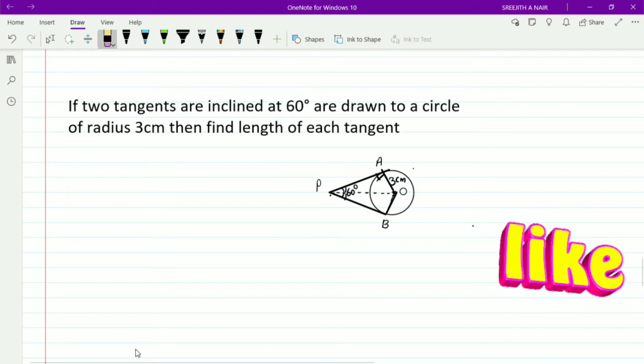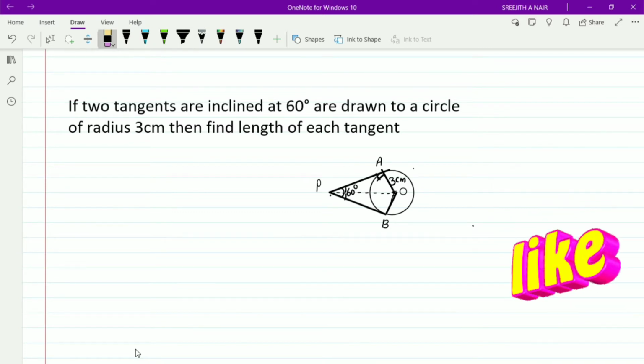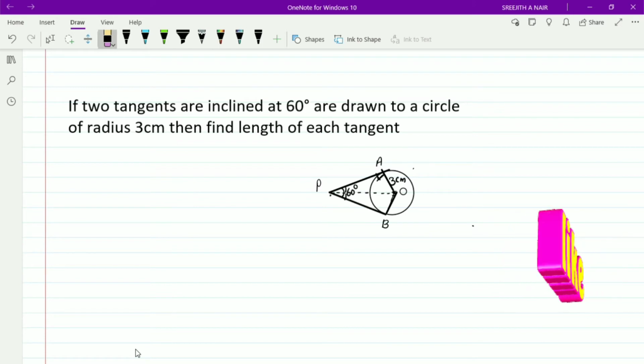If two tangents are inclined at 60 degrees and drawn to a circle of radius 3 cm, then find the length of each tangent. Here the diagram is not given. We have to draw the diagram.